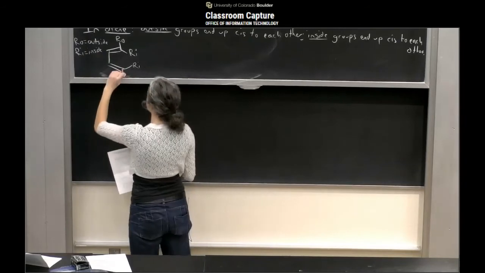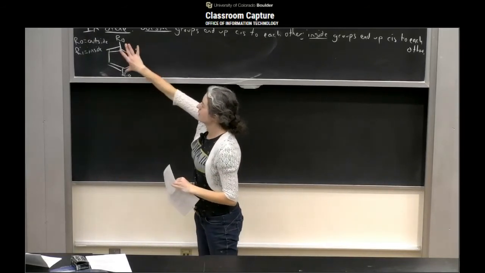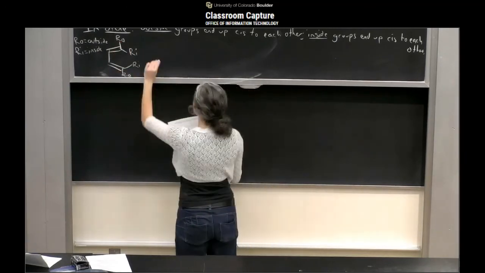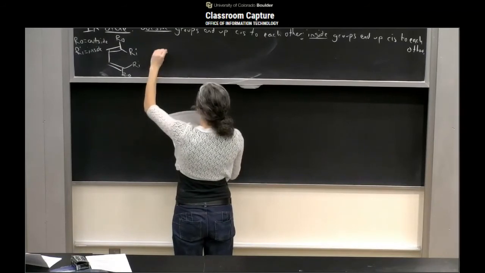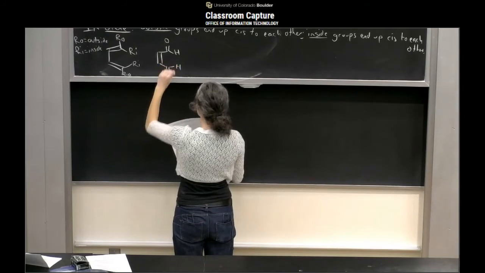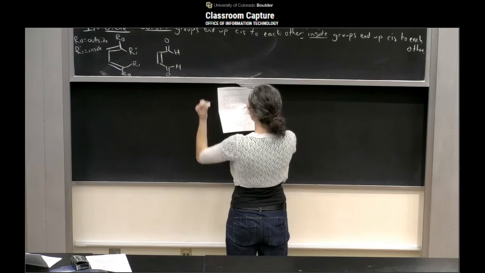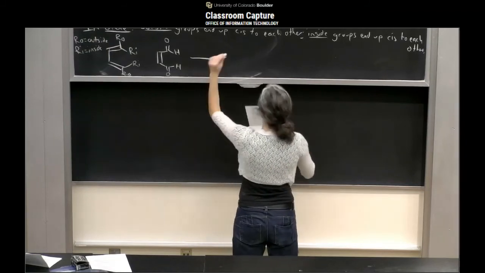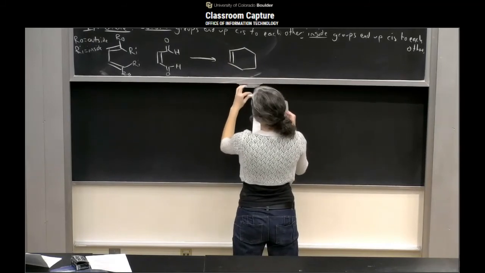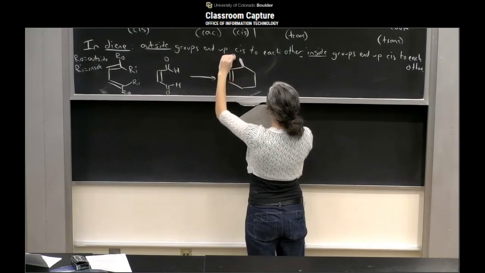There's still a bunch of options that we have. So we've got R inside, and then R outside. So if we do this with some dienophile, let's use this one for example, we are going to get a product where both of our R outside groups end up cis to each other.